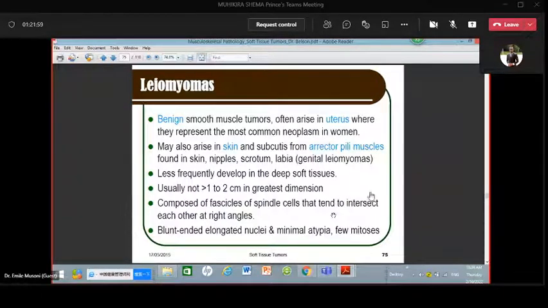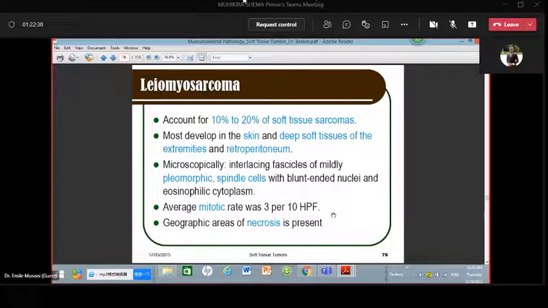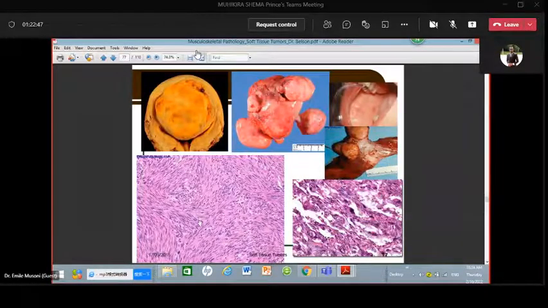Tumors of the smooth muscle: the benign one is called leiomyoma and the malignant is called leiomyosarcoma. The benign smooth muscle tumors are most of the time found in the uterus, but can also be found in the skin. Most of the time it is uterine leiomyoma. Leiomyosarcomas are not common. Most of the time they develop in skin, deep soft tissue of the extremities, and retroperitoneum. Leiomyosarcoma of the uterus is not common. This is a benign tumor of the soft tissue, the leiomyoma, and this one is on the uterus.